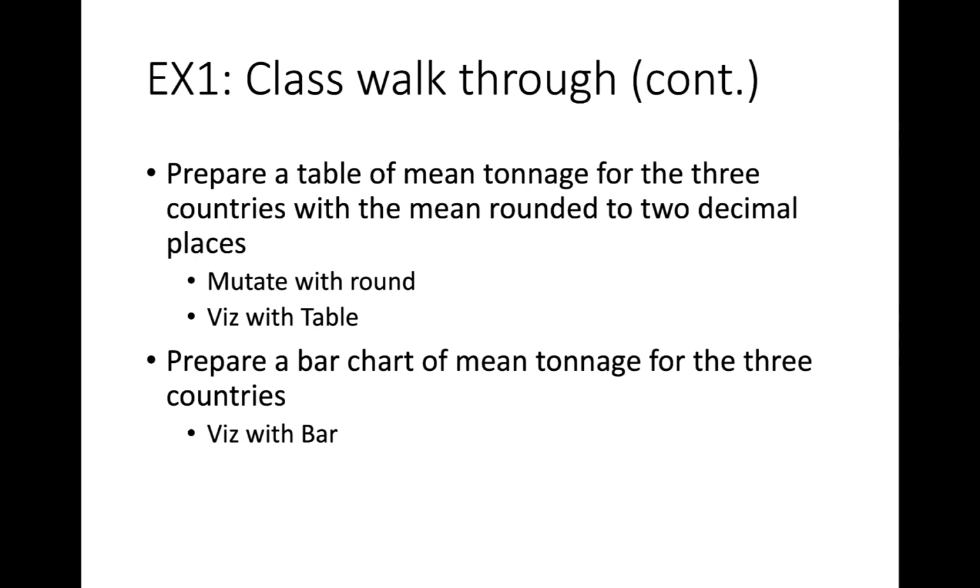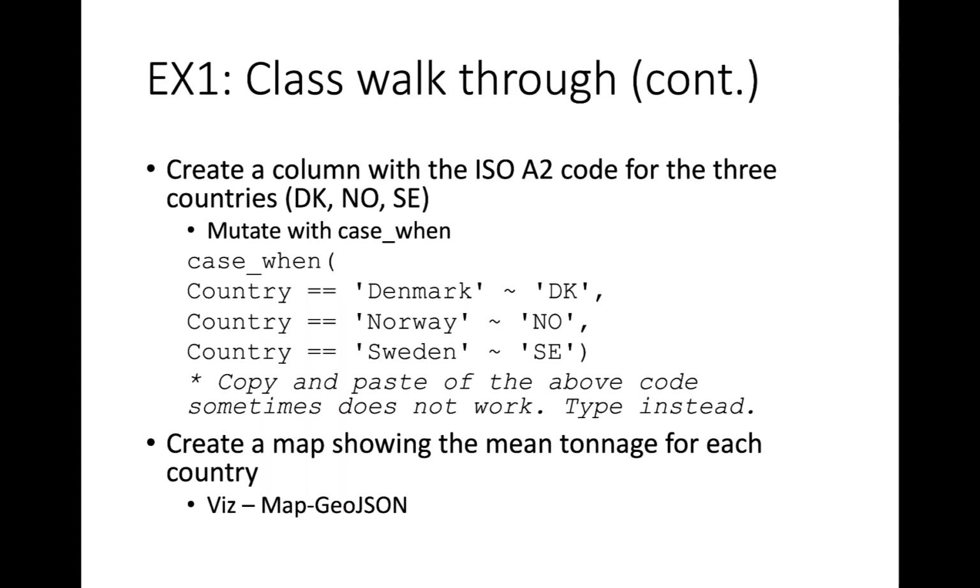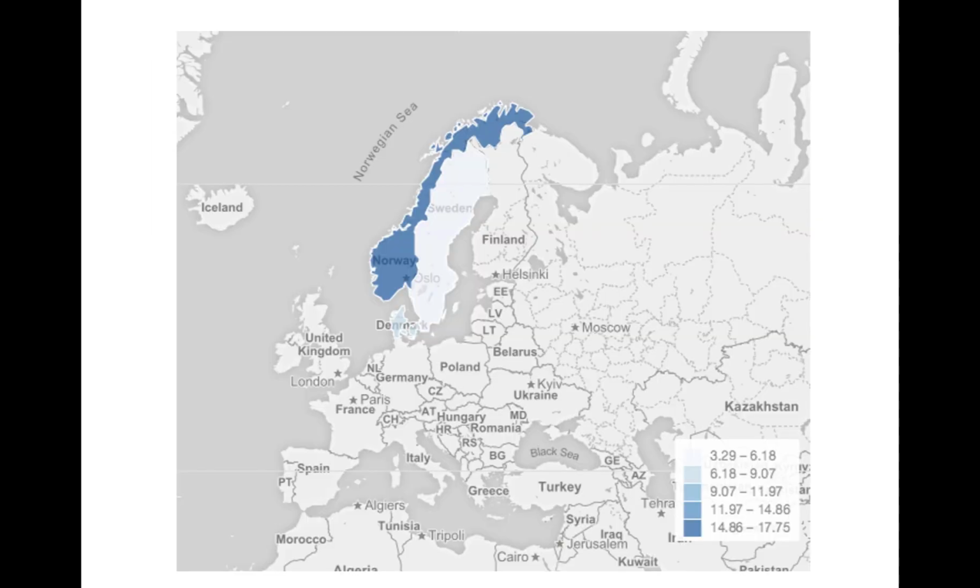In the second part of the walkthrough, we will calculate the mean tonnage for each of these countries and then prepare a bar chart to depict the mean tonnage of these countries. Finally, we will work with case-when statements within Exploratory so that we can create a map-based visualization depicting the mean tonnage of each country. So let's get started.